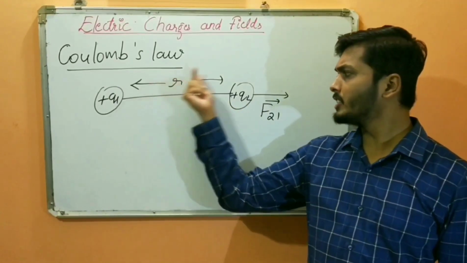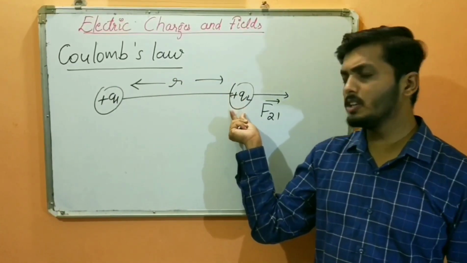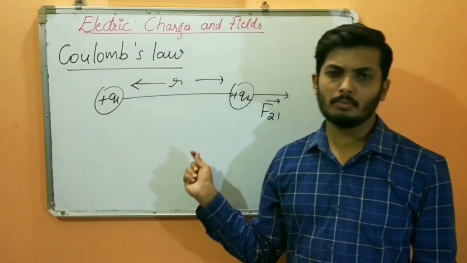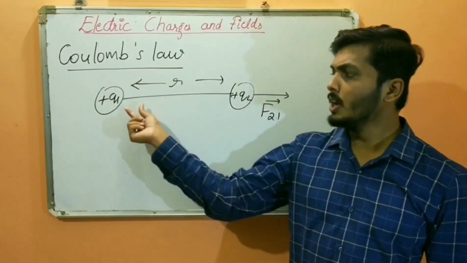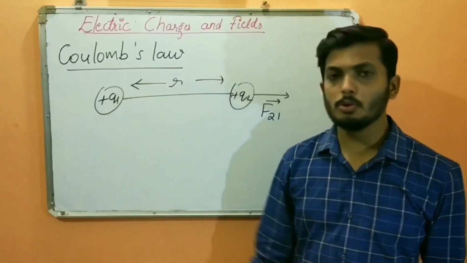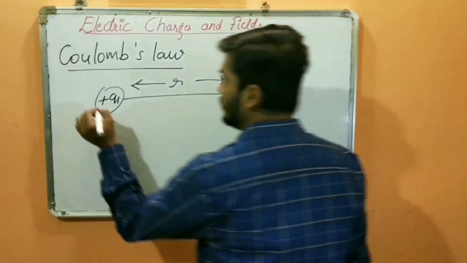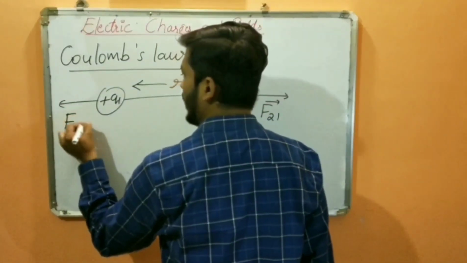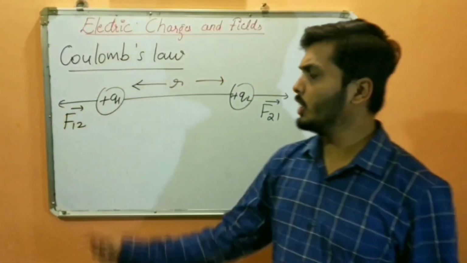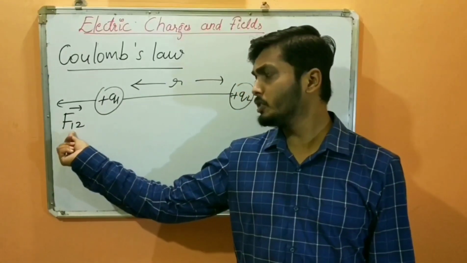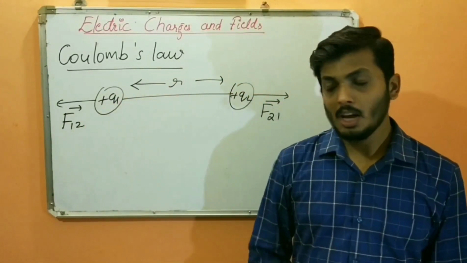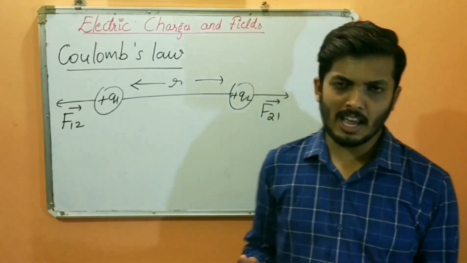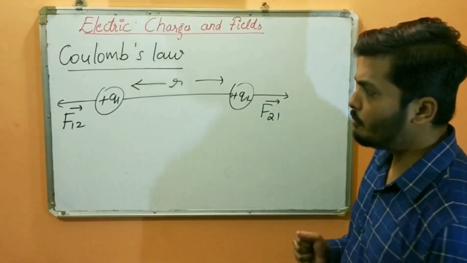Similarly, if action is done on this charged particle, will it keep quiet? No, it has to give back the reaction. From Newton's third law of motion, for every action there is always an equal and opposite reaction. As a result, this charge will experience a repulsive force. Let me give it a name, F12. F12 indicates force on the first particle due to the second. Now these forces will always be equal but opposite in direction, from Newton's third law of motion.